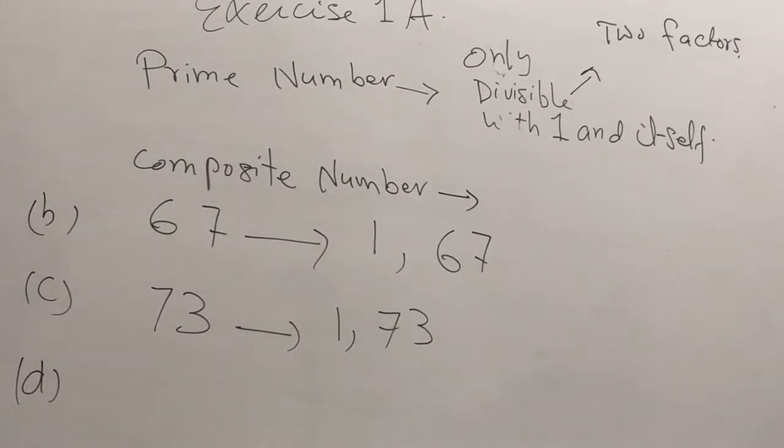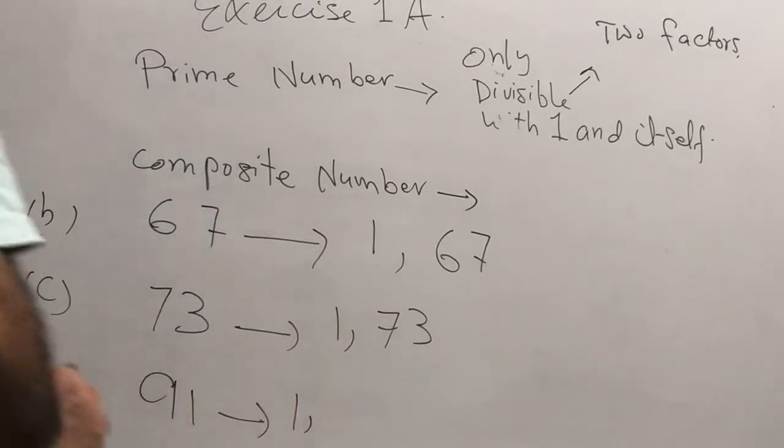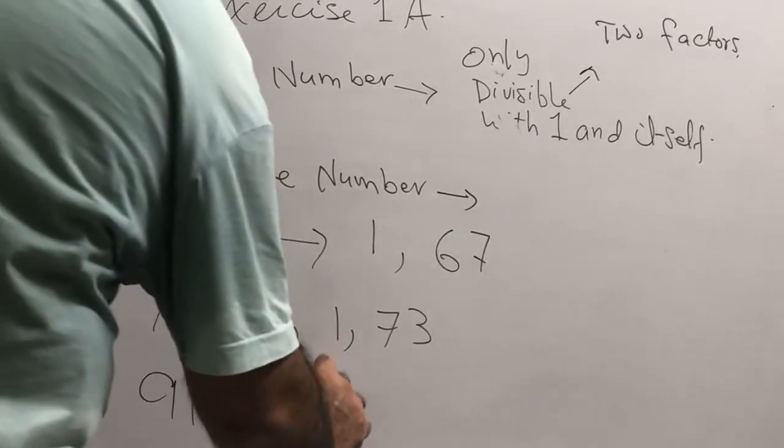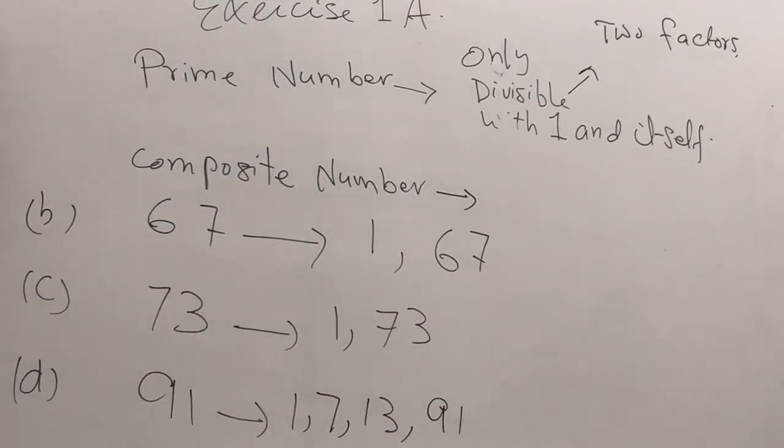Part D says 91. It can be divided with 1, with 7, 13, 91. 91 divided by 7. 7 ones are 7. We get this. 7 threes are 21. It can be divided with 13. 13 sevens are 91. It can be divided with 1. 1 nines are 9. 1 ones are 1.